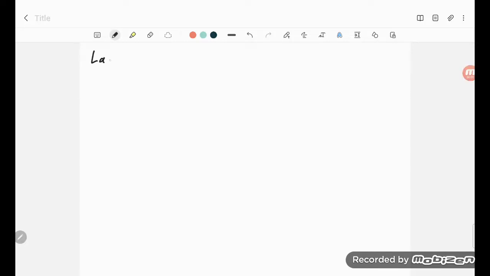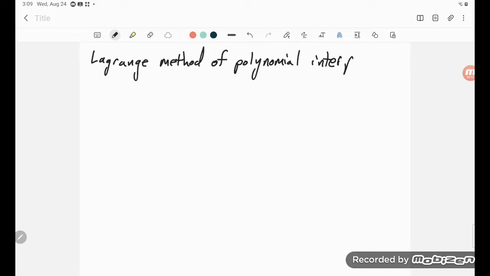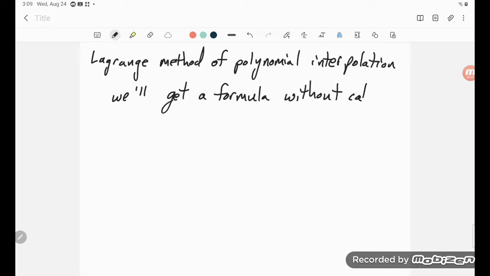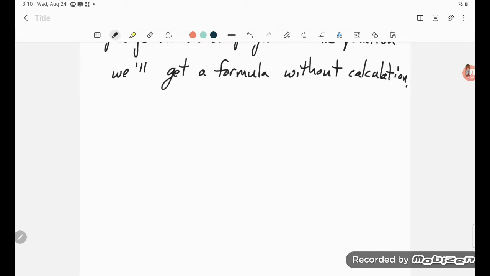All right, so let's look at the Lagrange method of polynomial interpolation. What's good about this is we'll get a formula without calculation. Now, the problem is the formula is not a really nice formula to use. It's very cumbersome to evaluate. But nonetheless, we can get a formula without doing any calculation.